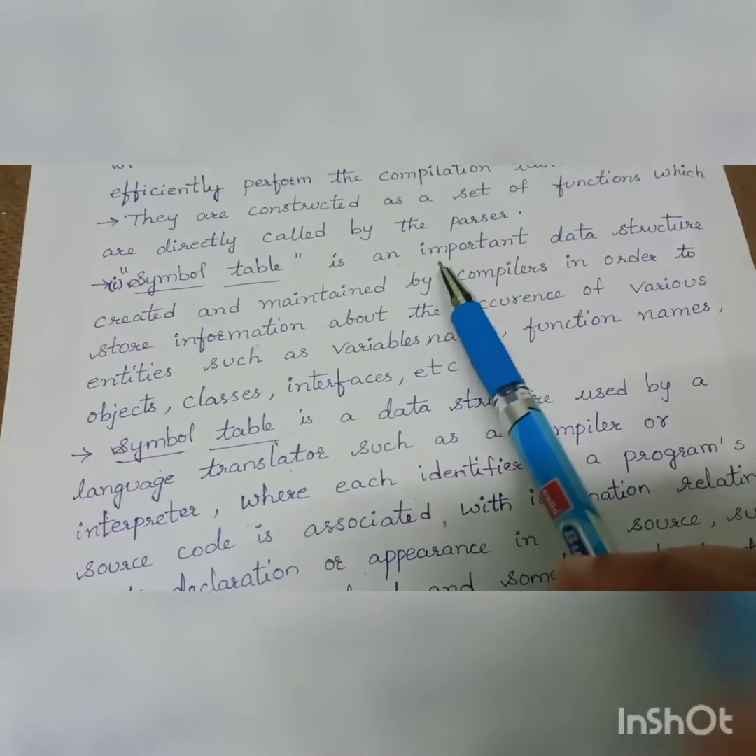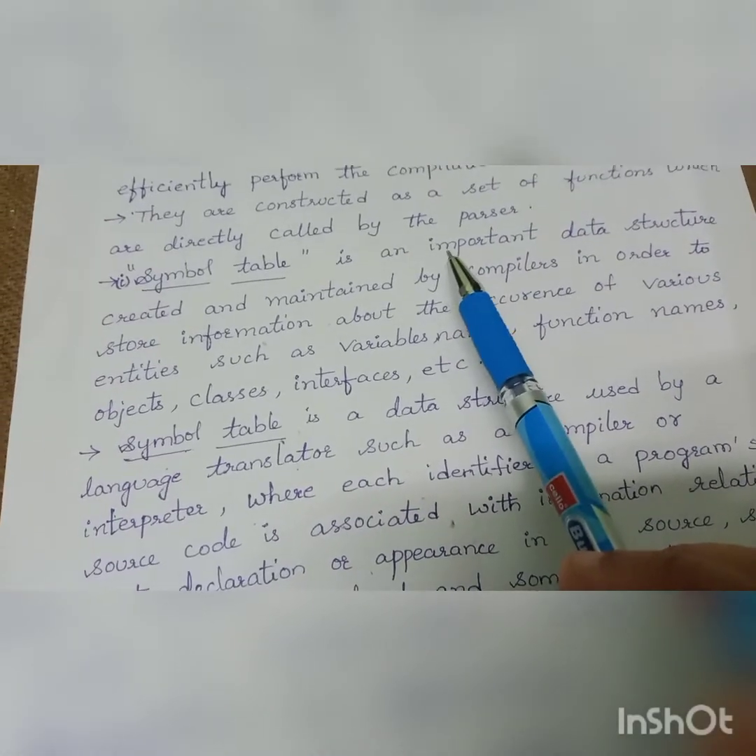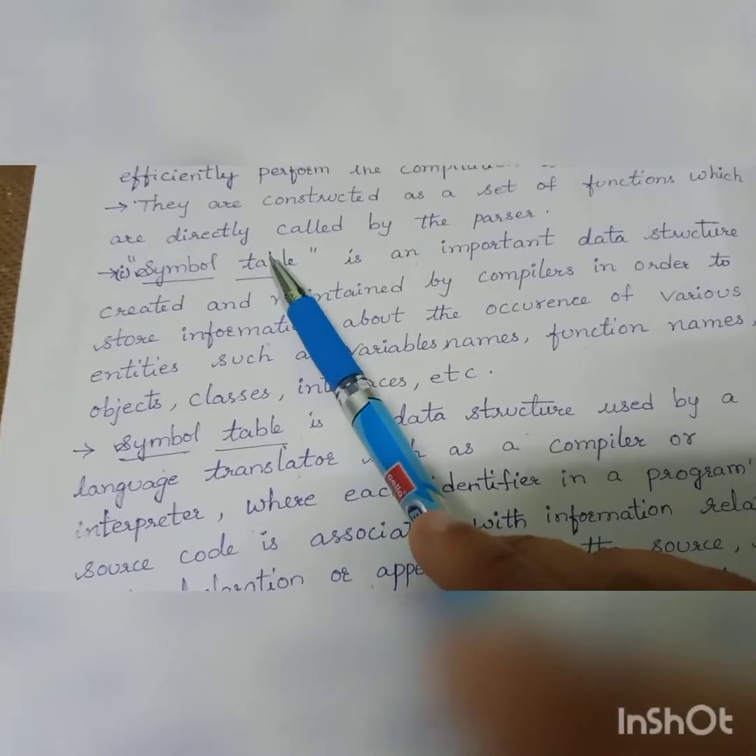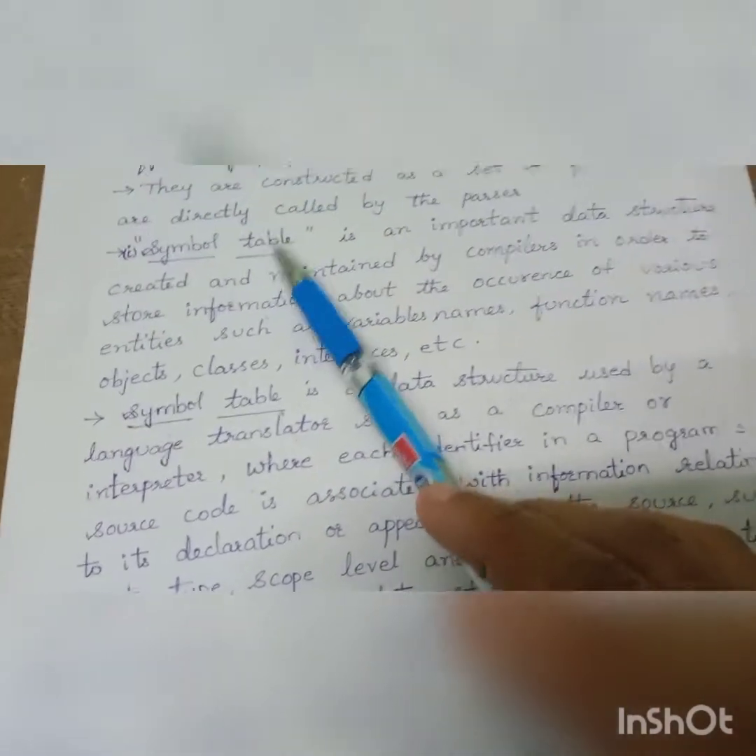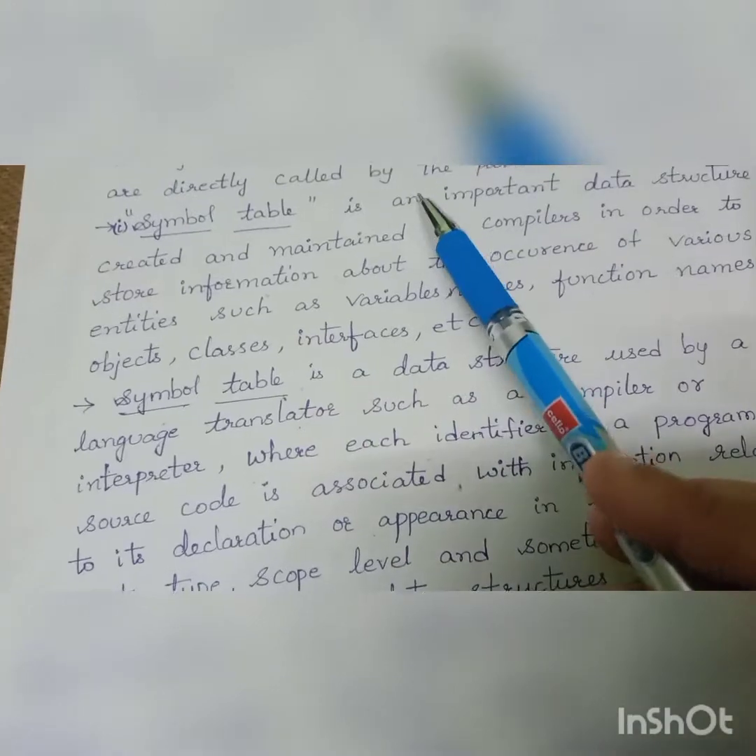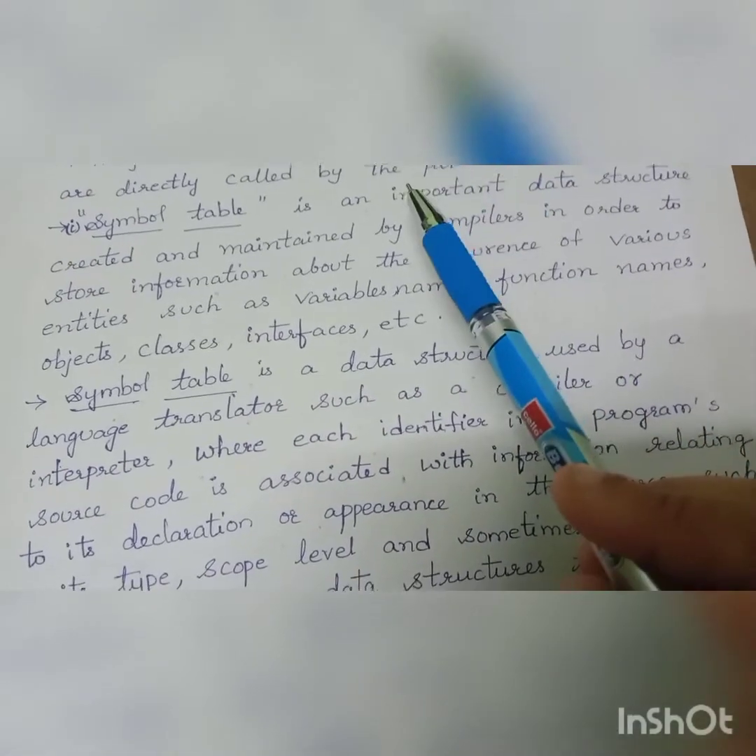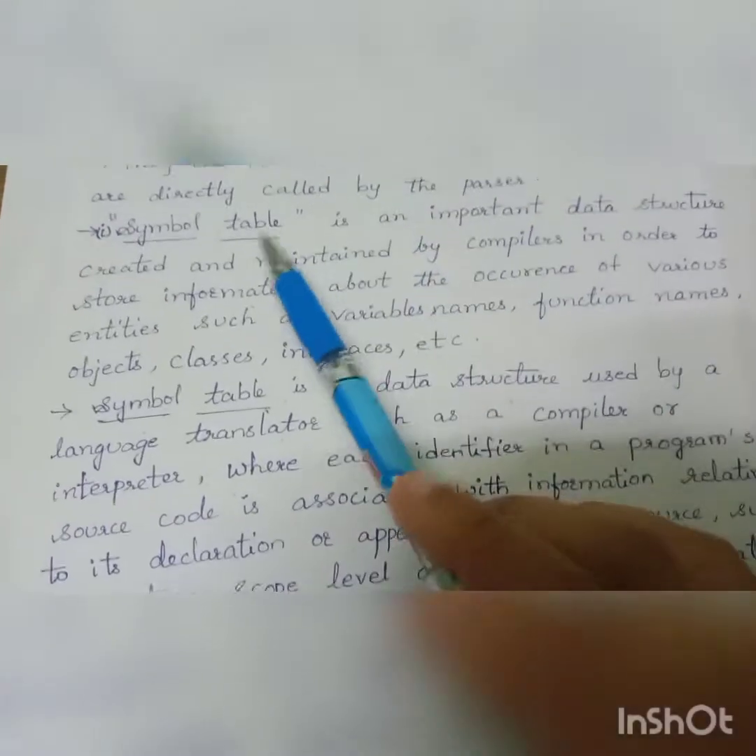So, in this, we have three main types of data structure. The first one is symbol table, the next one is literal table, and the third one is parse tree. Apart from that, we have a syntax tree also. So let me explain you.